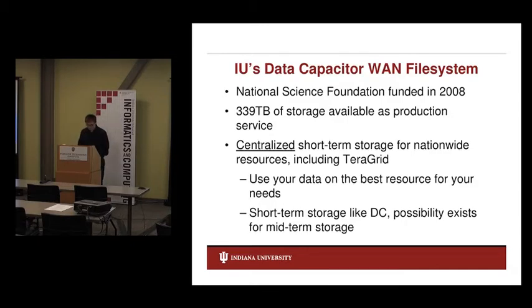It's a centralized file system, just like the Data Capacitor. This slide looks really similar because the Data Capacitor and DC WAN are very similar, except DC WAN is going over the network. It allows you to use the data as a resource that fits your needs. In Scott Michael's astronomy example, he needs a large SMP machine with a lot of shared memory. So DC WAN allows him to use the resource that fits his research needs the best.